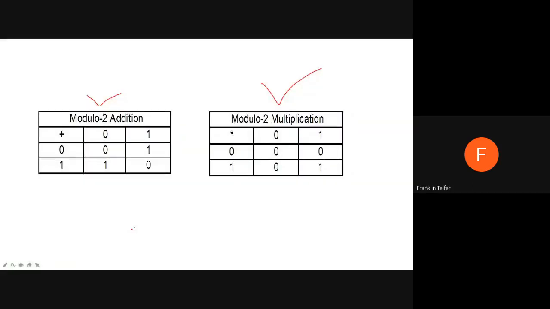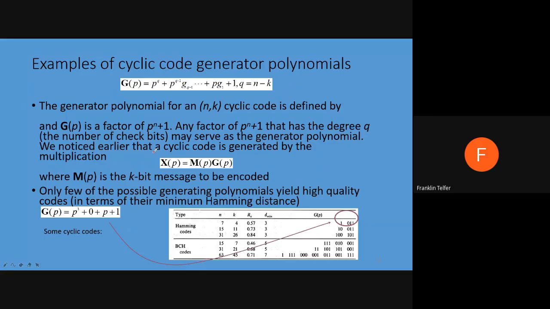So you need to know this modulo 2 addition and multiplication. Example of cyclic codes and the generator polynomial. Here, G of P is the generator polynomial. We have to represent P power Q, that is G of Q, with suffix Q minus 1, which can be taken as N minus K.